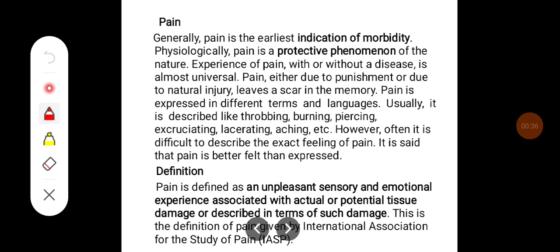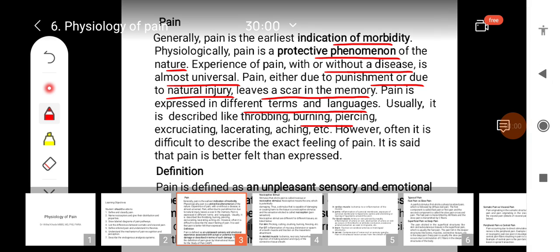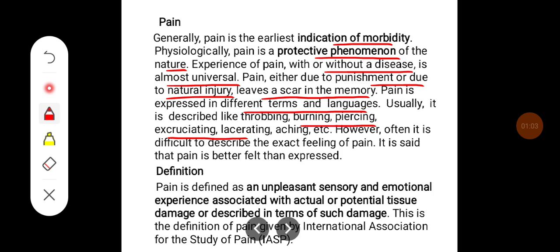Generally, pain is the earliest indication of morbidity. Physiologically, pain is a protective phenomenon of nature. The experience of pain with or without disease is almost universal. Pain, either due to punishment or due to natural injury, leaves a scar in the memory. Pain is expressed in different terms and languages. Usually it is described as throbbing, burning, piercing, excruciating, lacerating, aching, etc. However, often it is difficult to describe the exact feeling of pain. It is said that pain is better felt than expressed.